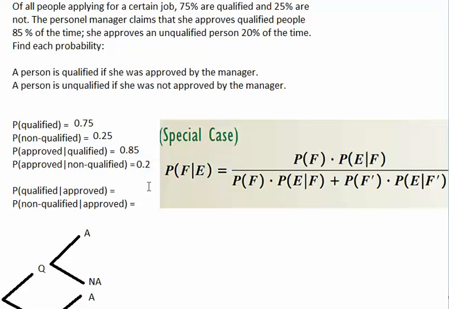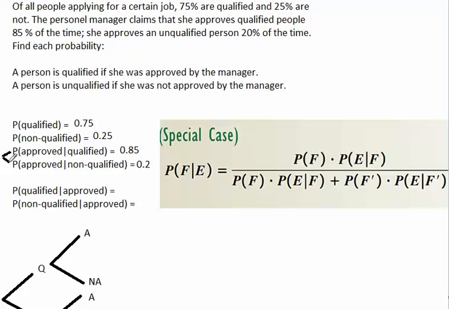These are the four probabilities that we know. What we don't know is what is the probability for a person to be qualified given that he has been approved, and what is the probability for a person to be non-qualified given that is approved. In order to solve this problem, and especially since we already know two conditional probabilities right here, we have to use the Bayes theorem. The Bayes theorem is the theorem that you see on the right of the screen.